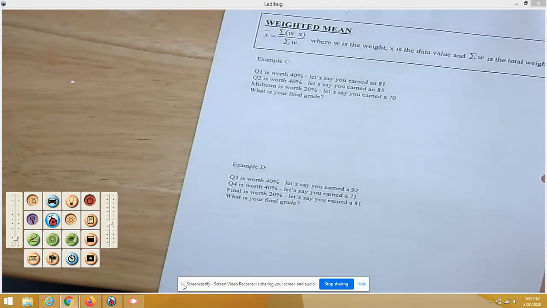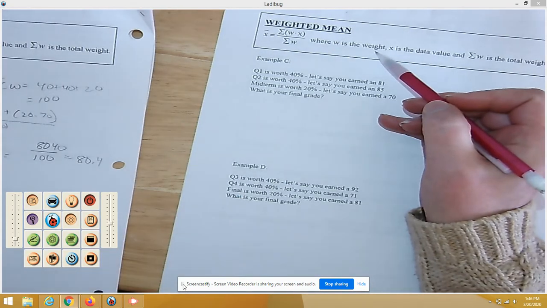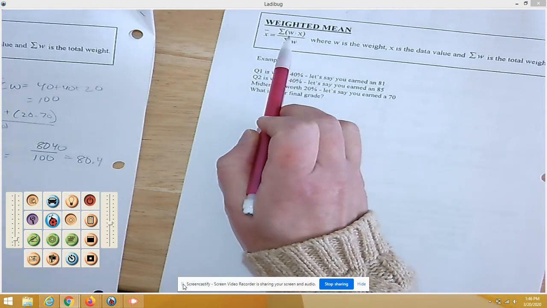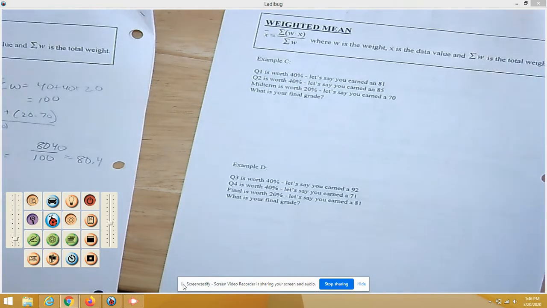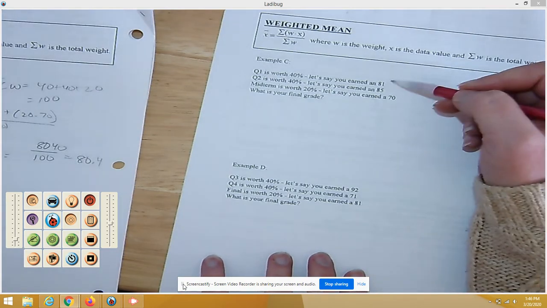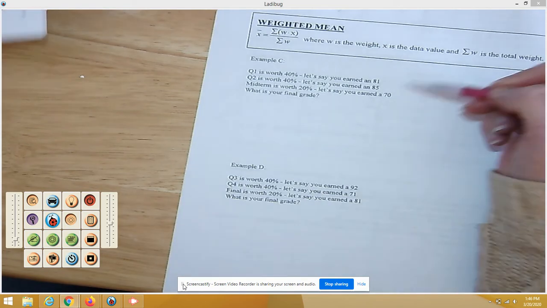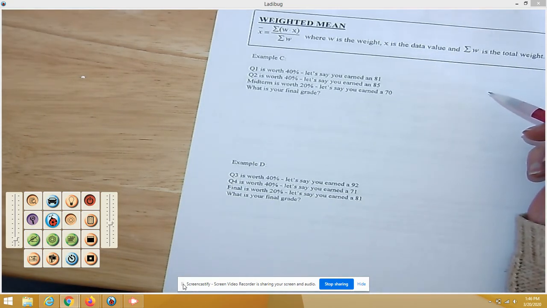And then the last thing I did want to show you is a weighted mean. So if you go to page 4, W is the weight, X is the data value, and then this is the sum of the total weights. So our formula is the sum of the products divided by the total weight. So what we would do here is, this is like your semester grades at Hall High School. Each quarter is worth 40% and your midterm is worth 20%.